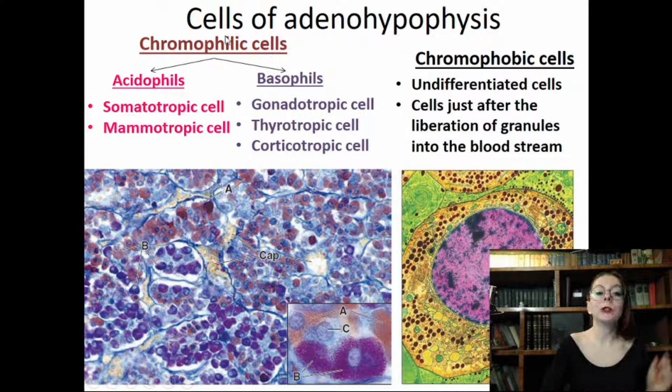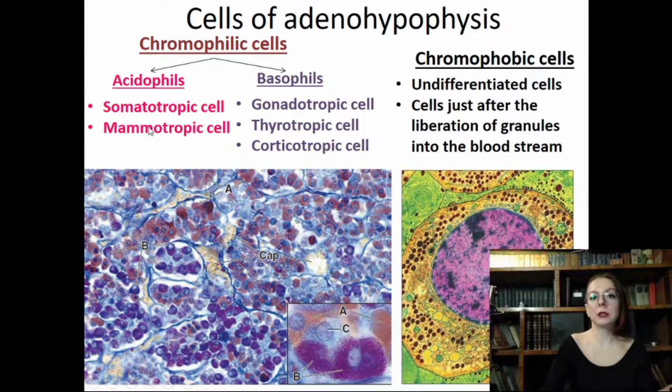After that, chromophilic cells. Depending on the dye they love, either acidophilic or basophilic, they are classified into acidophils and basophils. Acidophils have acidophilic granules inside, here they are, and basophils have basophilic granules respectively. And that's what you have to remember, because this is the basic information for the minimal mark. Acidophilic cells are classified into somatotropes and lactotropes. Somatotropes produce growth hormone.